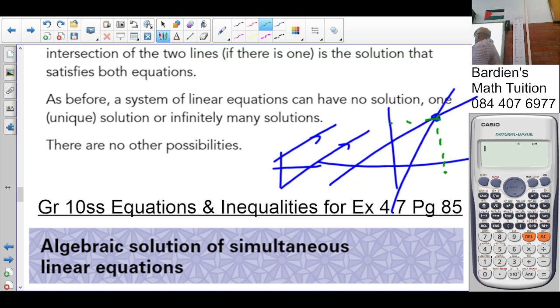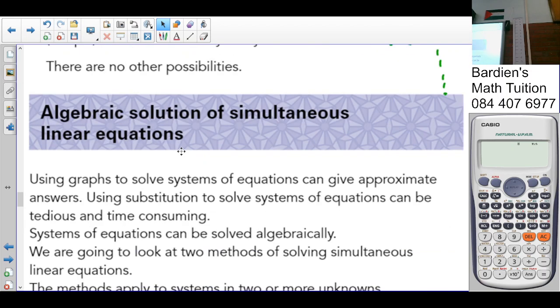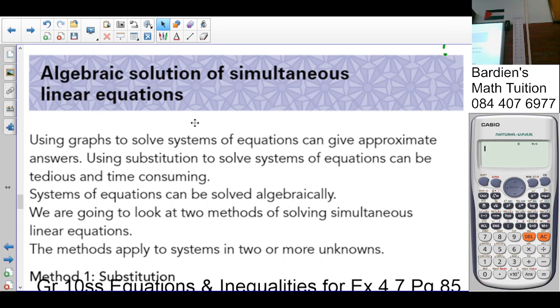Okay? Whereas if you do it algebraically, so this is graphically, né? What does graphically mean? By graph. Okay. So if you do it algebraically, you will get the exact value. Okay. System of equations can be solved algebraically.